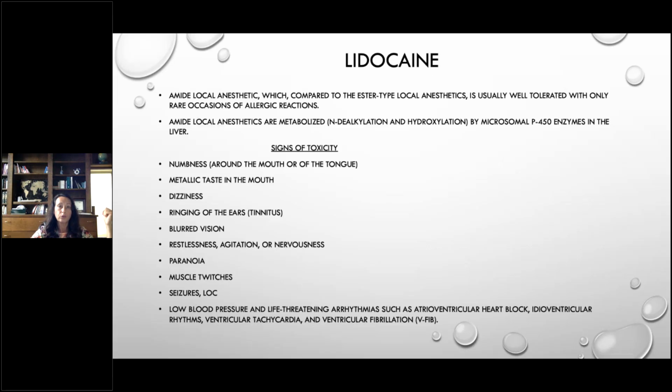Now let me talk a little bit more about Lidocaine. I have several slides about it, because it's the most commonly used local anesthetic for bronchoscopy now. It is an amide local anesthetic compared to ester type of local anesthetics. It is much better tolerated. It causes much less allergic reactions. It is metabolized by the liver, by the P450 in the liver, and with some liver impairment can have higher risk of toxicity.